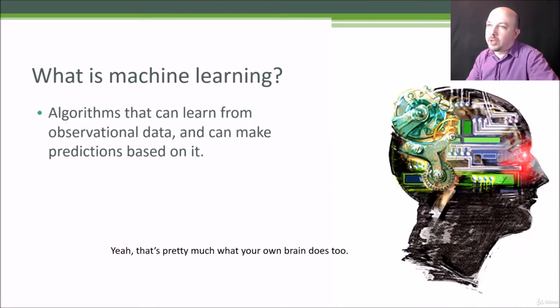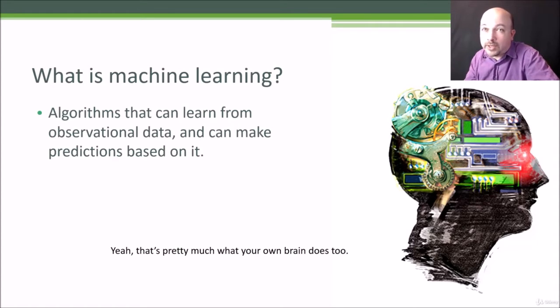So what is machine learning? Well, if you look it up on Wikipedia or whatever, it'll say that it's algorithms that can learn from observational data and can make predictions based on it. Sounds really fancy, right? Like artificial intelligence stuff, like you have a throbbing brain inside of your computer. But in reality, these techniques are usually very simple.